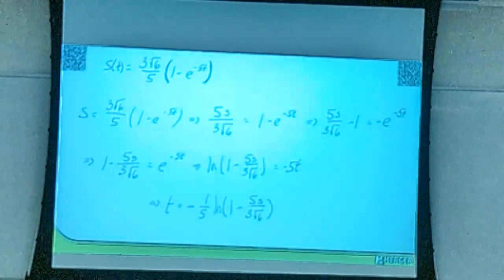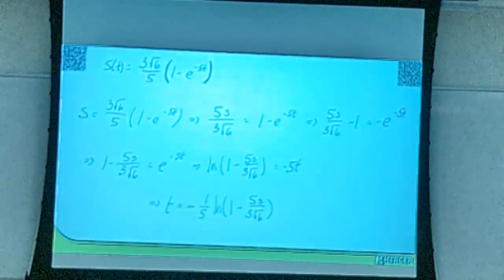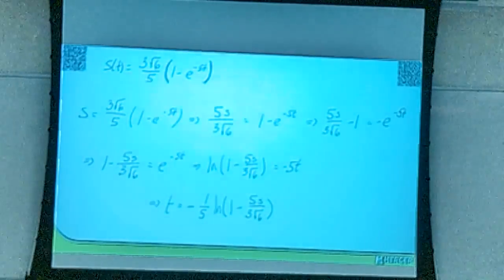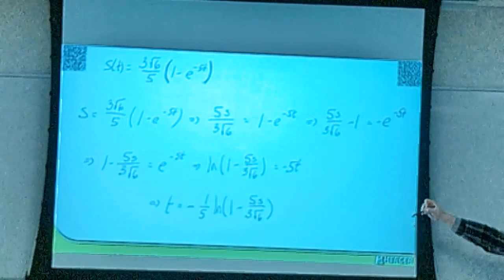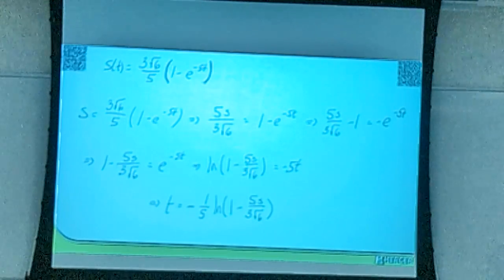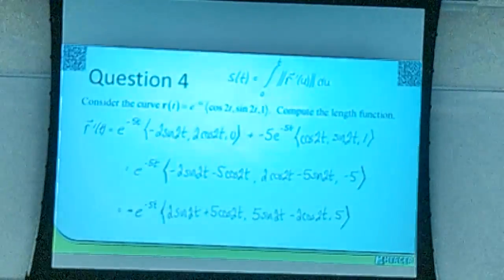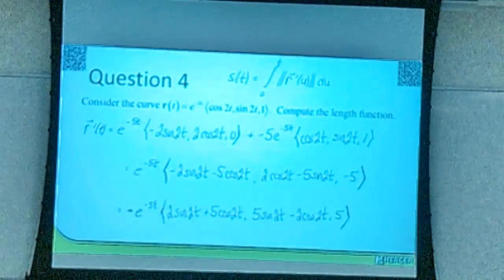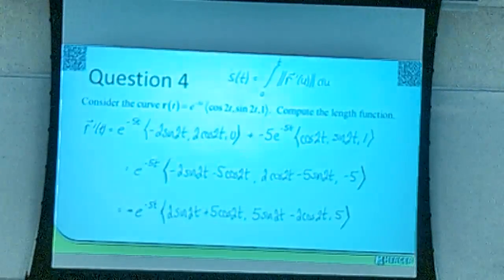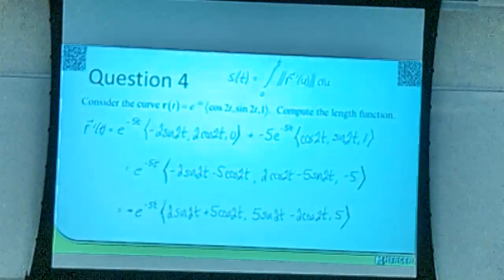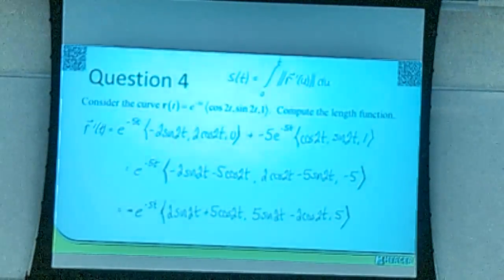That's your t, which means R of S. You take that entire thing, what we just said T equals, plug it into the table. That's your R of S. And this one was a rather tame arc length parameter.